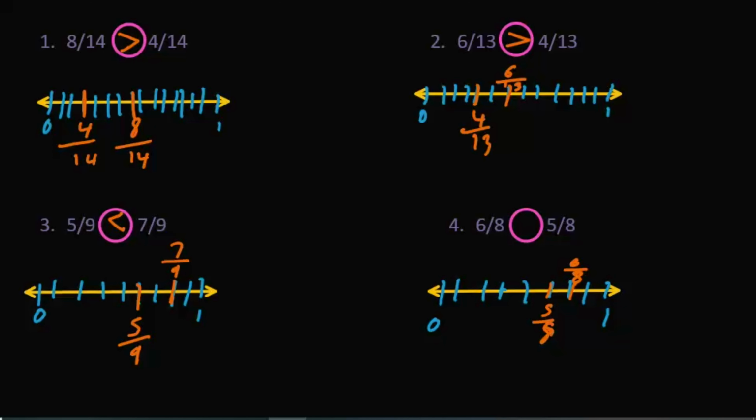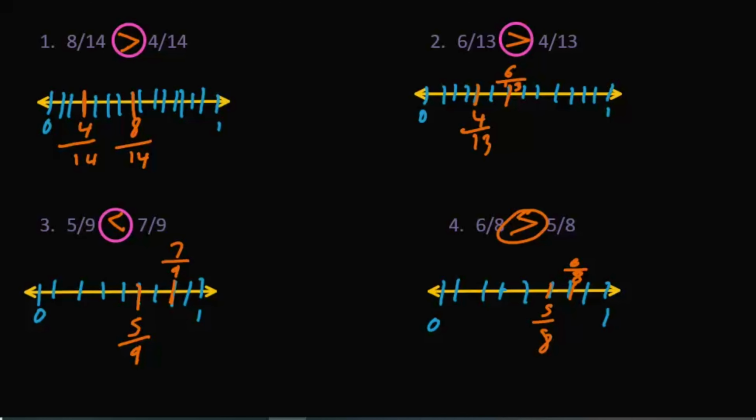So 6 over 8 is slightly larger. Okay, it's more to the right. Very less, like really less. So the answer for this is 6 over 8 is greater than 5 over 8. Let's actually fix that. That's fine. There, no circle. Let's draw a circle here.